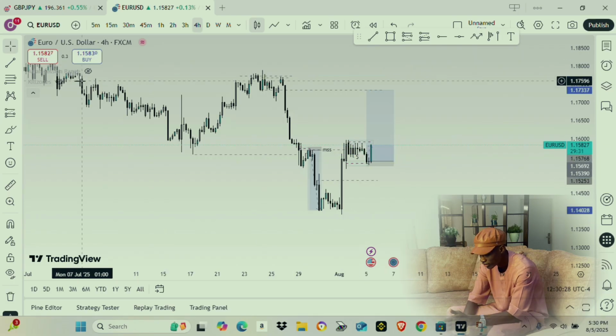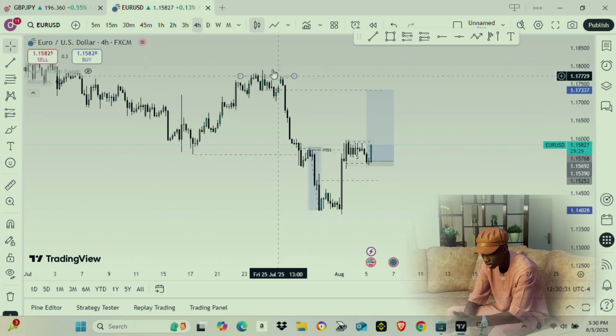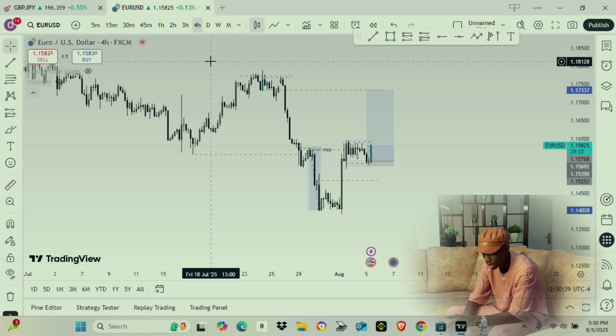So let's dive straight into this Euro USD, which you can see here. If you come to the higher time frame, which is the time frame I'm going to be using to analyze this, we start from daily, 4 hours, 3 hours, down to 15 or 5 minutes. That's what I'm going to be explaining.